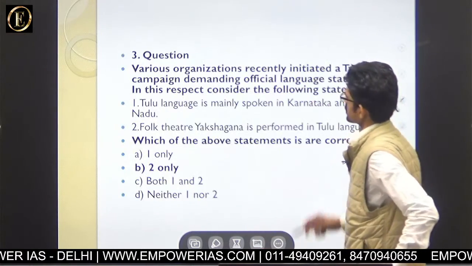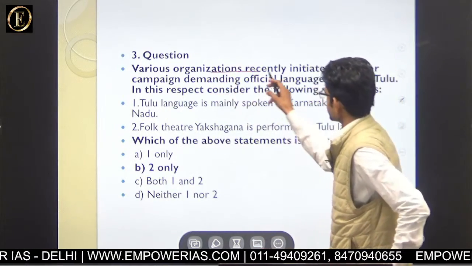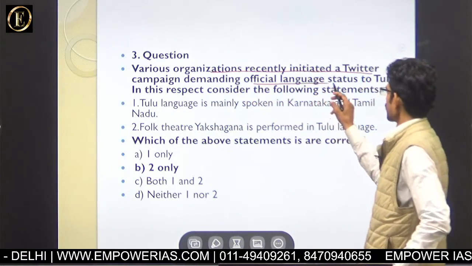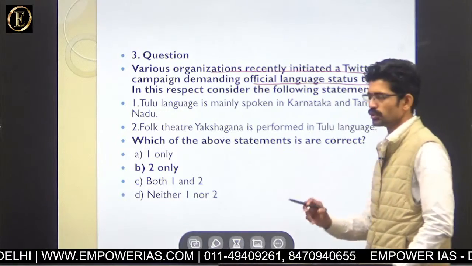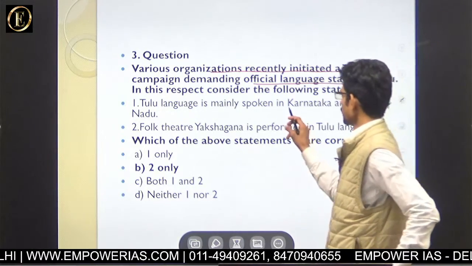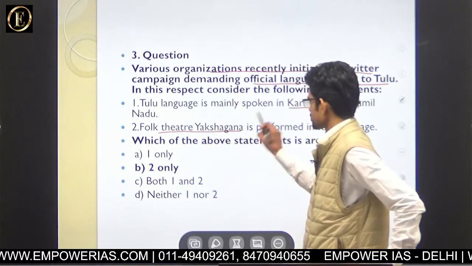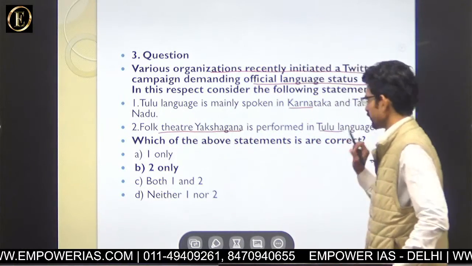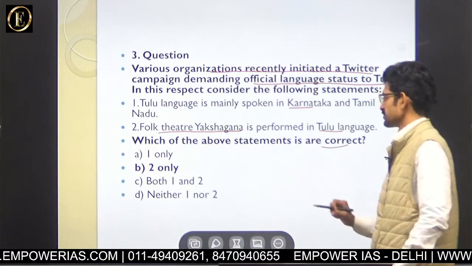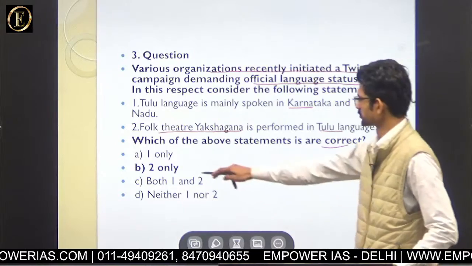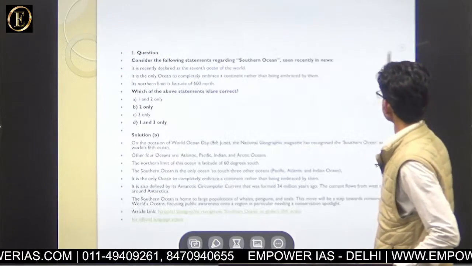Now the next question: various organizations recently initiated a Twitter campaign demanding official language status for Tulu. Tulu is a language in Karnataka and Tamil Nadu. Then the folk theatre Yakshagana is performed in the Tulu language. Which of the following statements is correct? So mention your answer in the comment box, we will look at it later.